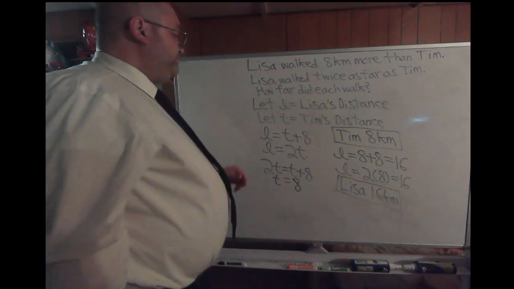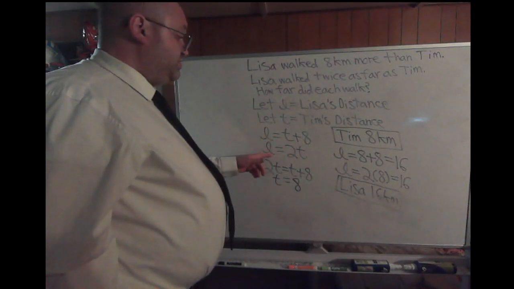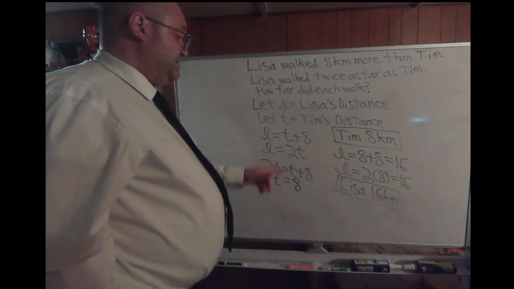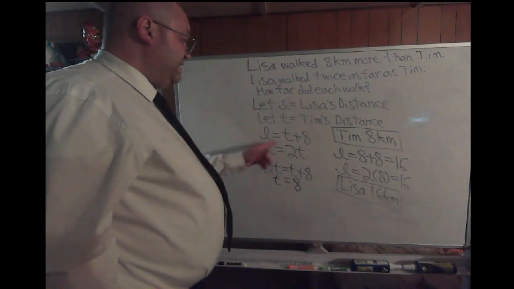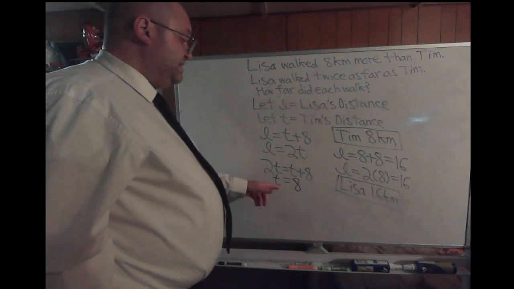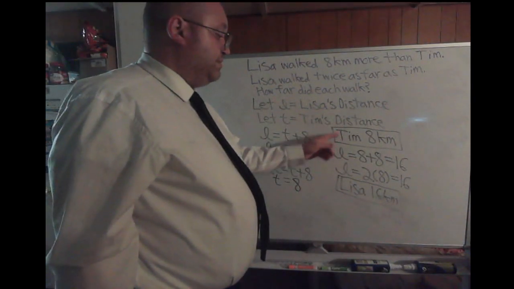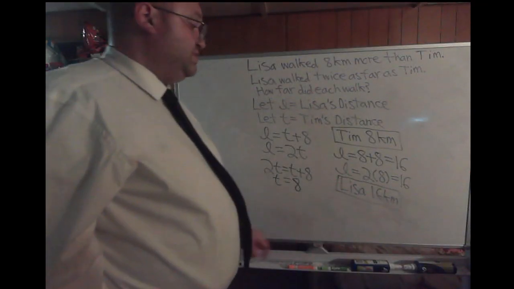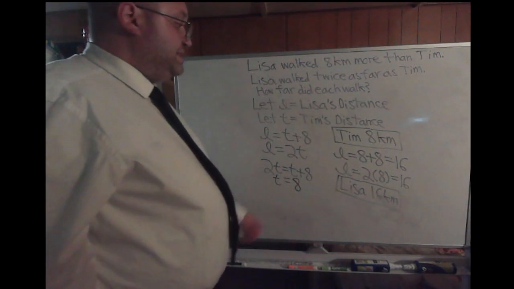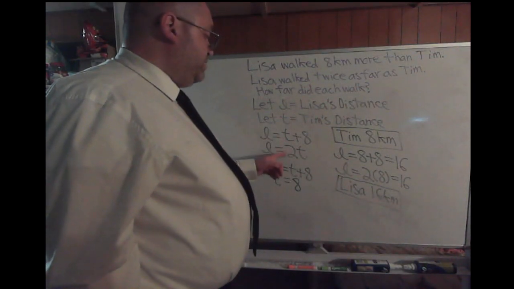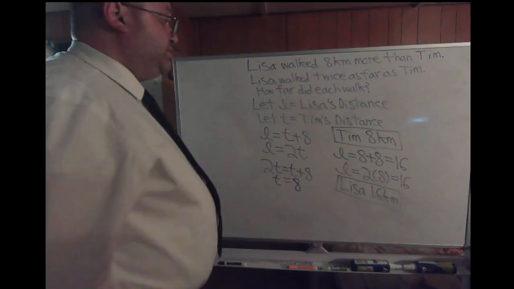And then we use the fact that Lisa's distance is 8 more kilometers than Tim's, and also Lisa's distance is twice Tim's distance. We can take twice Tim's distance, since that equals Lisa's, set that equal to Tim's distance plus 8. Do the algebra, you get Tim's distance is 8 kilometers, Lisa's is 16 kilometers. And if you put Tim's distance into either of these two equations, you get Lisa having 16 kilometers, so it checks out.